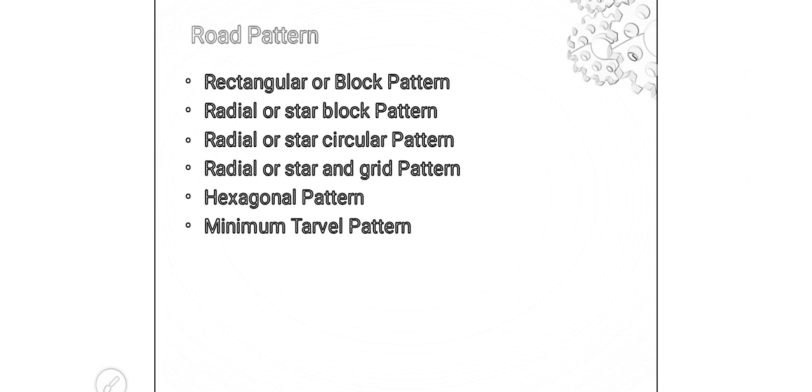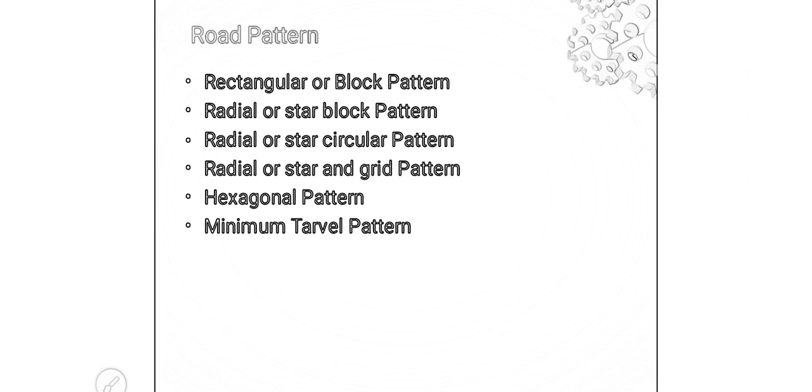Now, road patterns. What are the various patterns that could be possible to adopt in a particular location or region? This in fact depends upon the physical features which exist on the earth in that particular region, for example, railway tracks, nalas, rivers, factories, residential colonies, etc.